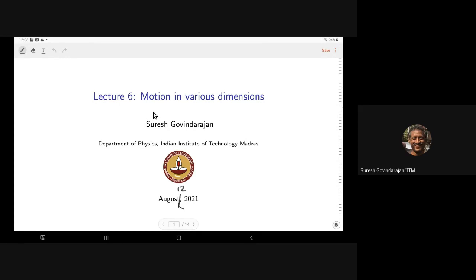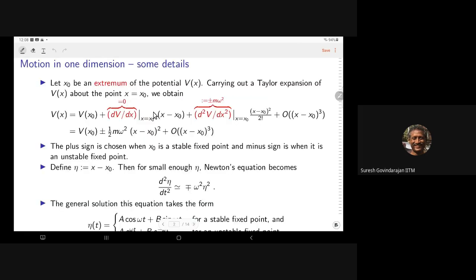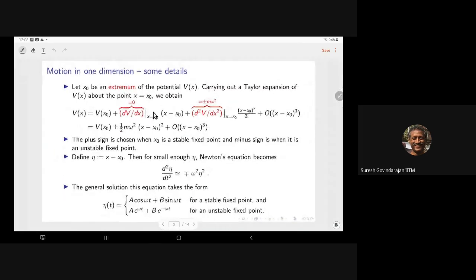Okay. So let me check my settings. Okay. So I just want to discuss, our motion in one dimension with some more details.